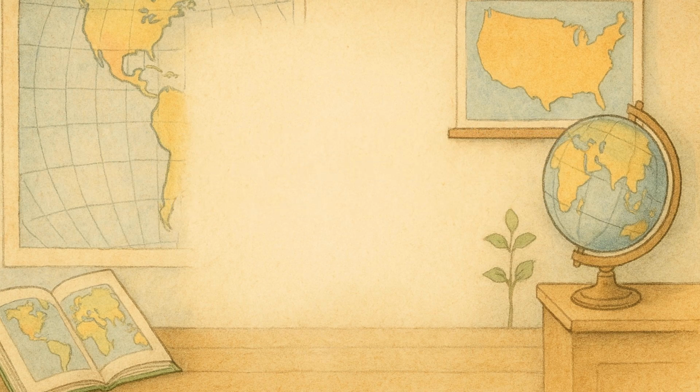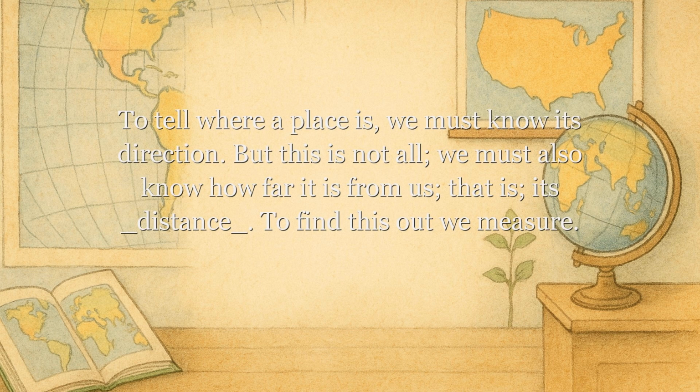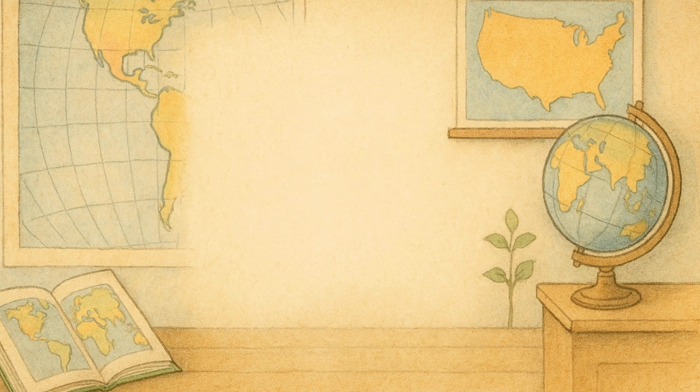Lesson VII. How to tell distance. To tell where a place is, we must know its direction. But this is not all. We must also know how far it is from us, that is, its distance. To find this out, we measure.